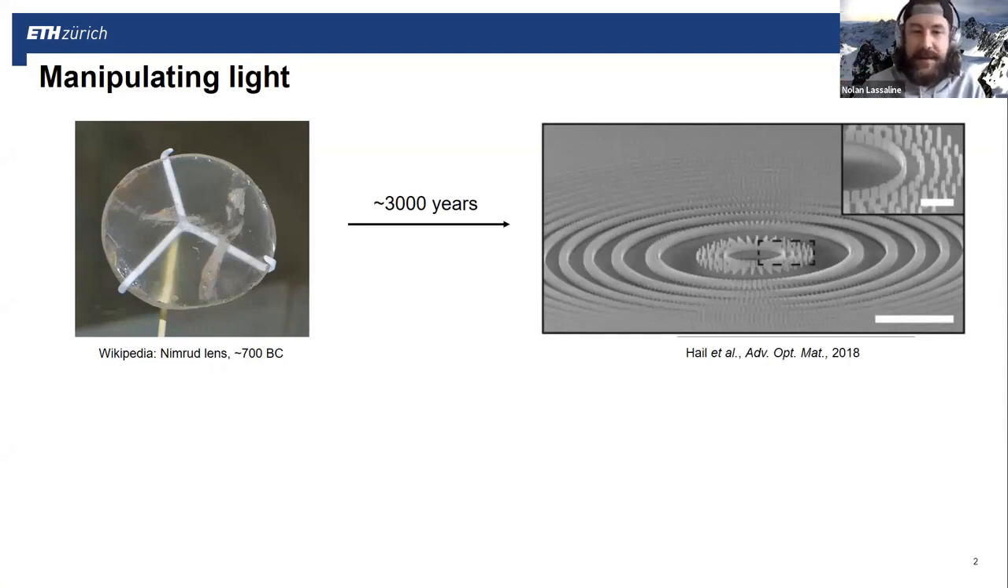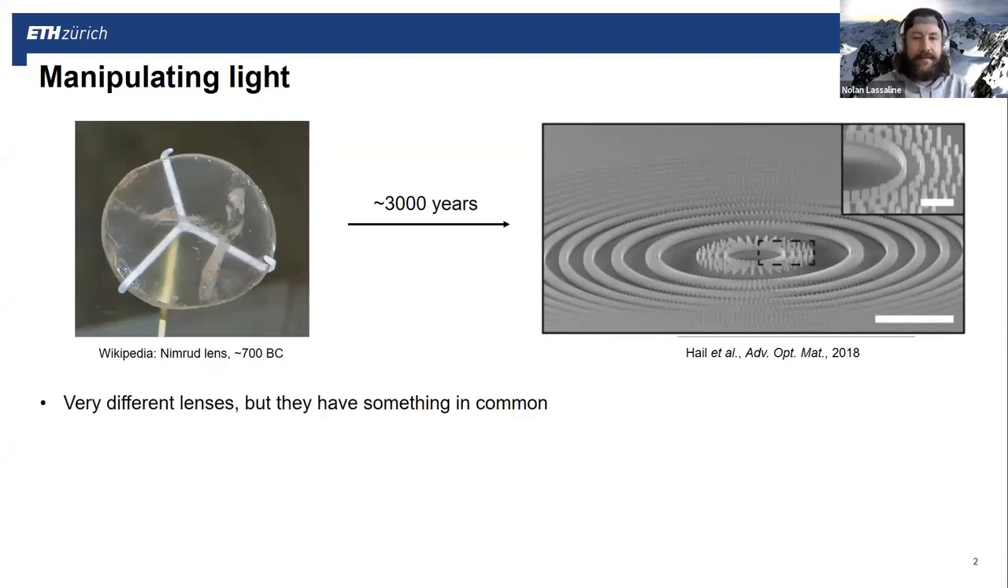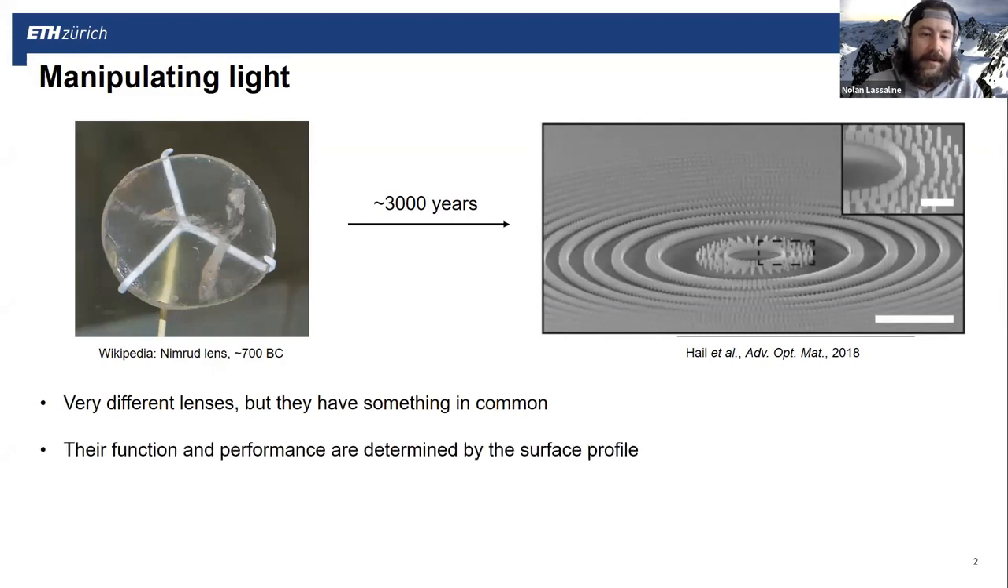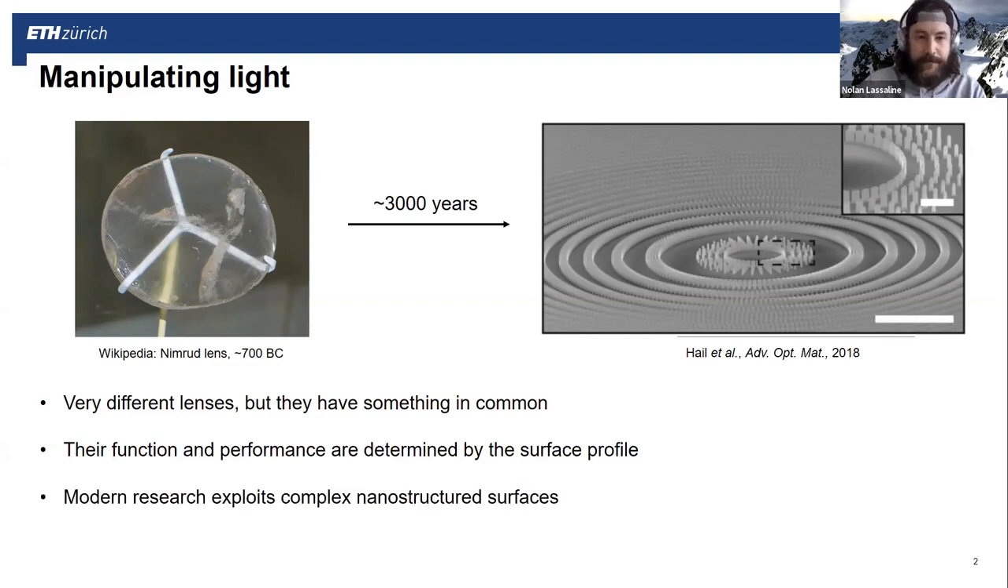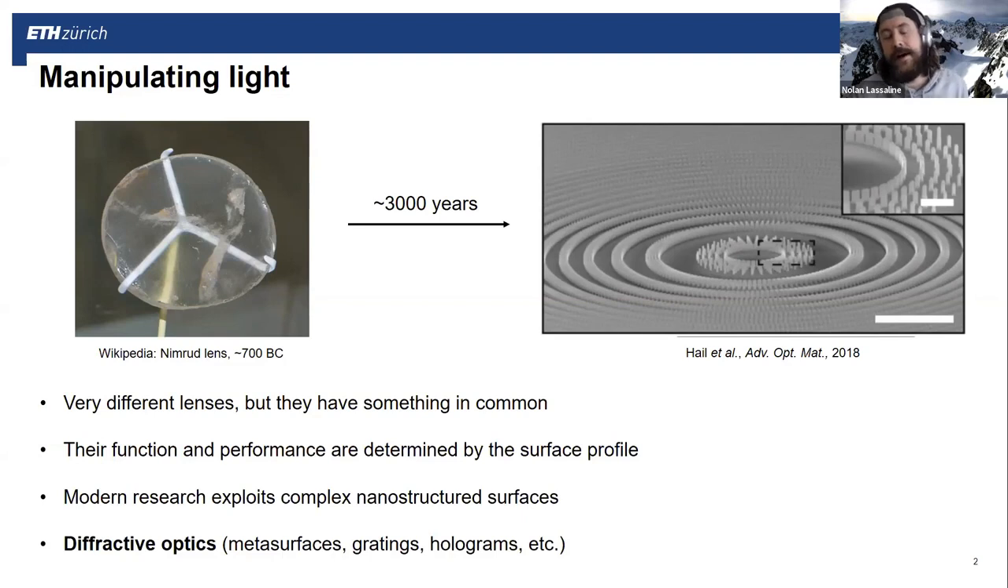And of course, these two lenses that I show here are very different. But actually, despite all these differences, they do have something in common. And that is that their function and performance, so what they do and how well they do it, is determined by the surface profile. And of course, nowadays, in contrast to some guy polishing a piece of glass, this relies on complex nanostructured surfaces. And this metasurface lens, which you see on the right here, this actually belongs to a very general class of optical components, and these are known as diffractive optics. And this is, of course, what we're going to be talking about today.